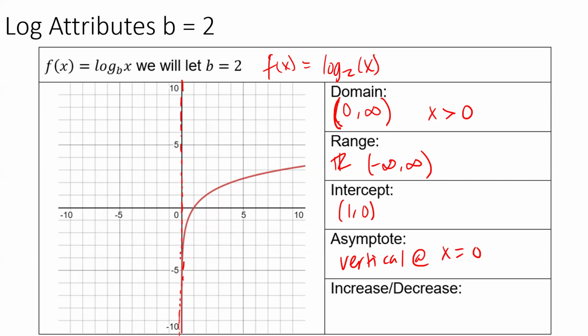Okay? From left to right, is this function increasing or decreasing? It's increasing, and when we're describing whether something's increasing or decreasing, we would write as x goes to infinity, f of x is also going to infinity, right? So as our x's grow, so do our y's. That's the definition of increasing. Make sense?